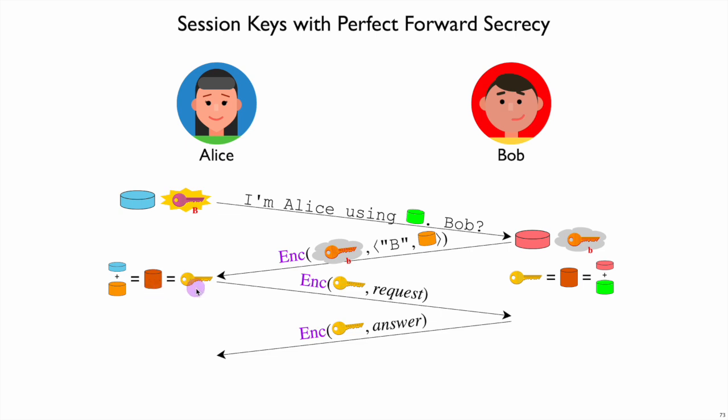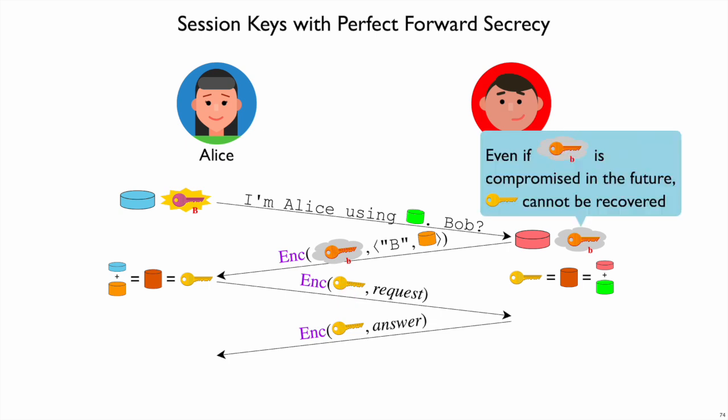So these keys are never sent over the network. Only messages encrypted with the keys are sent over the network. So Alice and Bob now have a shared key that's just for the session that no one else has, that isn't exposed in the message, and furthermore, it isn't exposed in the future.